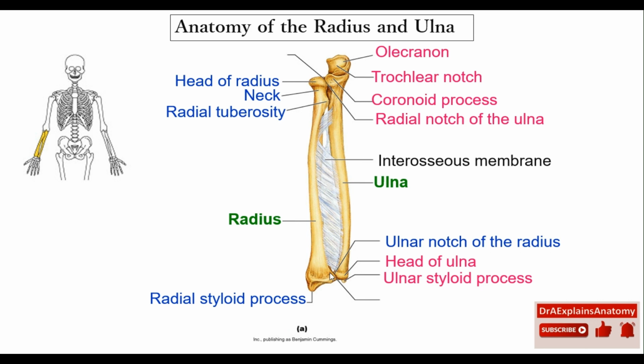And this right here is the radial styloid process. So we have an ulnar styloid process and a radial styloid process. This is the proximal radio-ulnar joint because it is toward the elbow, the proximal aspect, whereas this is the distal radio-ulnar joint.